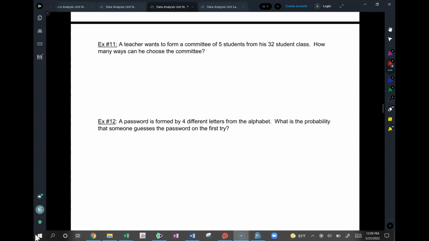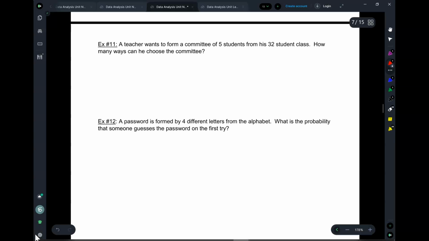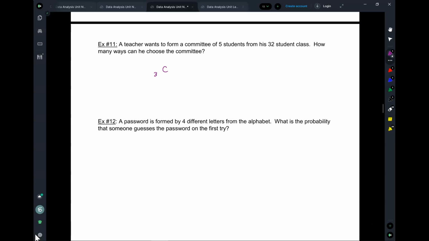Okay, how many ways can we choose from the committee? Again, does the order matter? Combination. 32. Are we doing it by yourself? Do it by yourself. Plug it in the calculator. Don't tell me your answers. We can do calculator. Yeah, this is a big number.